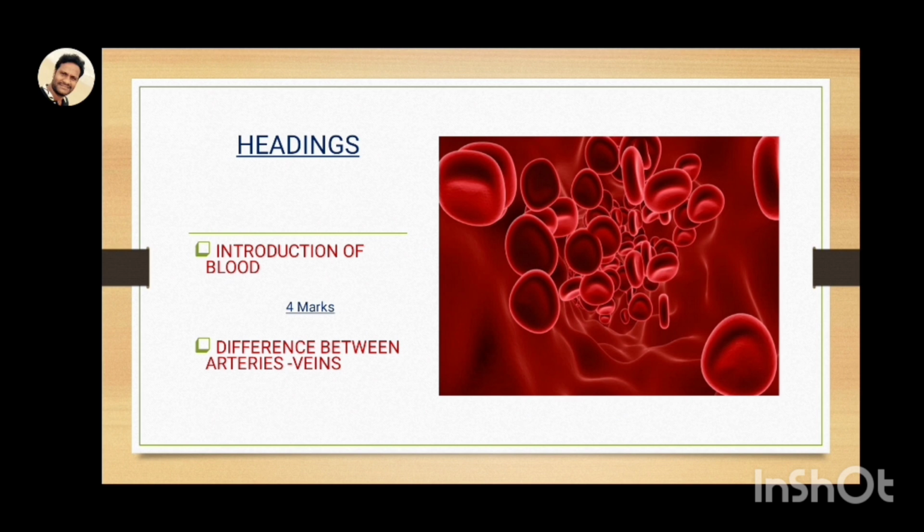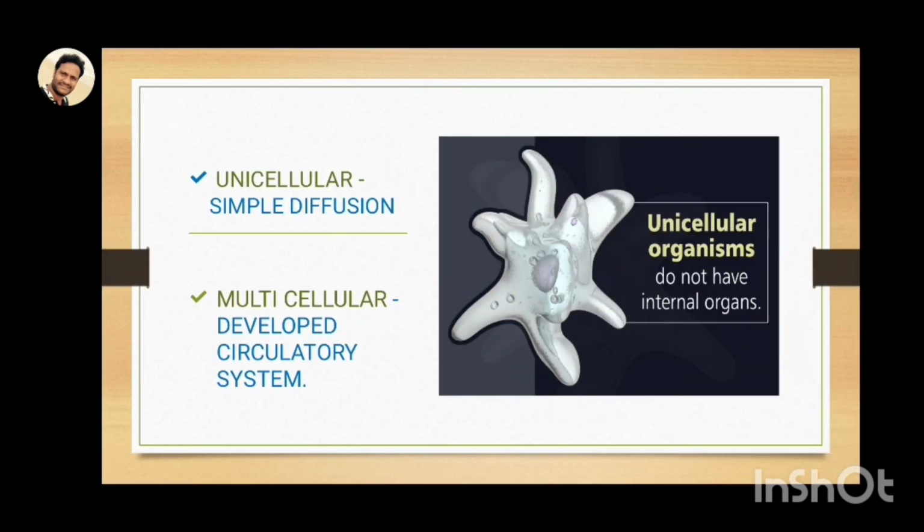Circulation occurs mainly in two ways. One is blood circulation and the second is lymph circulation. Today we focus on blood circulation and the difference between arteries and veins. So how can we see this circulation in lower level organisms?